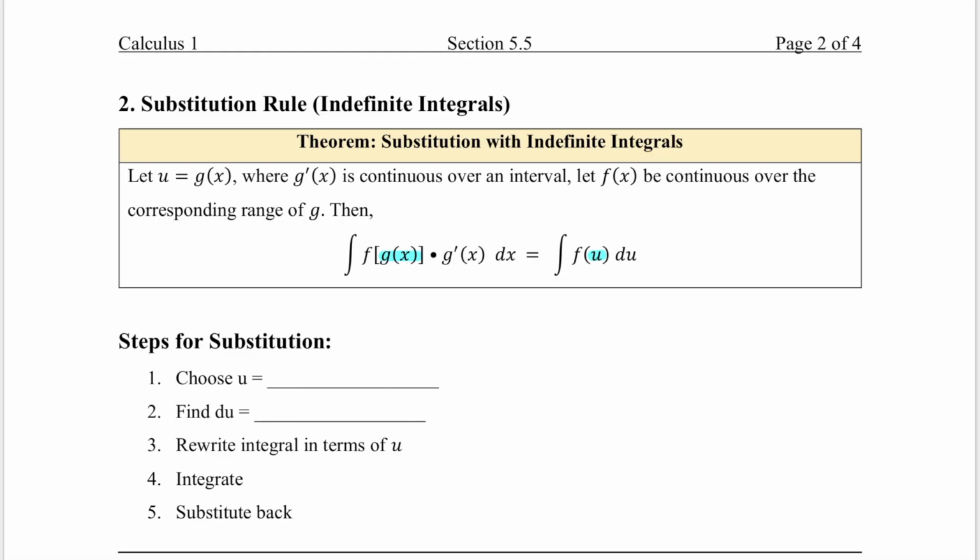In simple words, we are replacing the inside function with u. And we are replacing its derivative times dx with du. So the goal is to turn everything from x into u. Once the integral is only in terms of u, it becomes much easier to integrate.